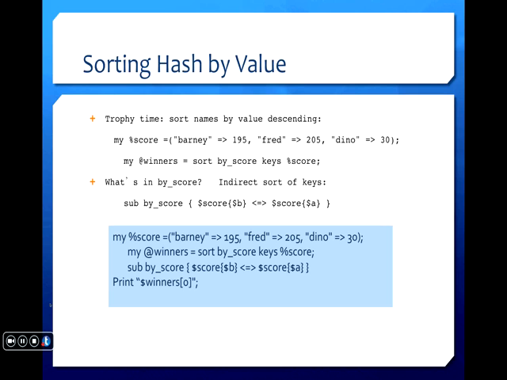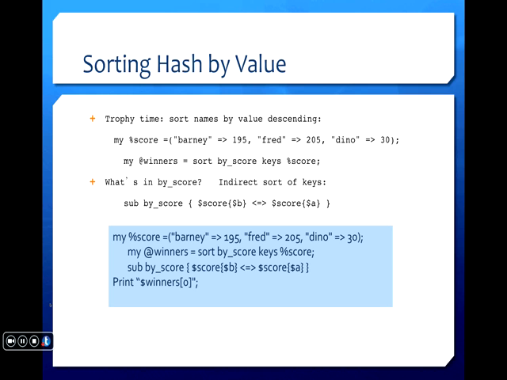And what I am sending, actually, are the keys from the hash table named score. Okay, so what is by_score? By_score is going to do the following. The subroutine by_score is saying bring me, from the keys I sent it, the score. So here $b has a key, in this case Barney, let's say. Give me the value of Barney in the hash table named score. So here we'll bring back 195.